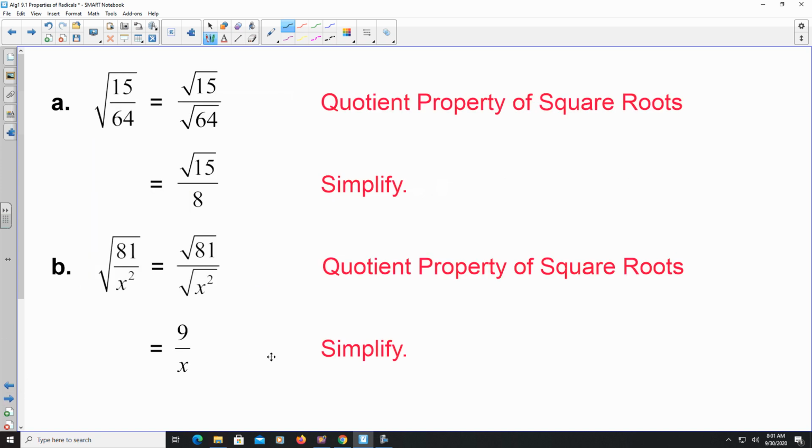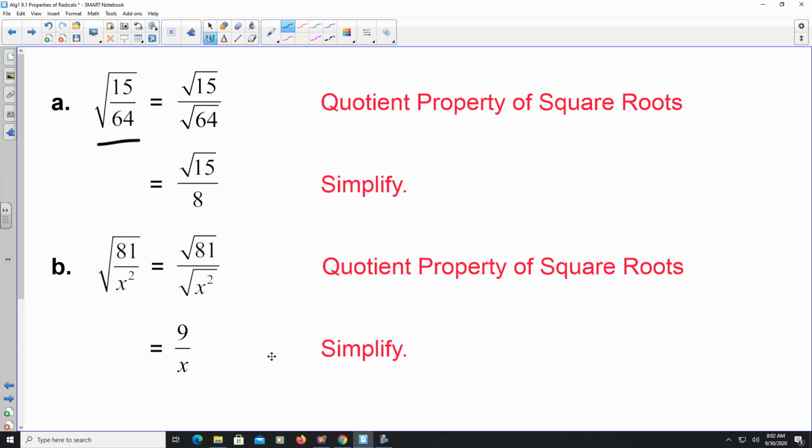So these two are examples to show, all right? It starts out as one radical, but it's beneficial to put them into two because square root of 64 is a perfect square number. Square root of 64 is 8. And so you're left with the square root of 15 all divided by 8.